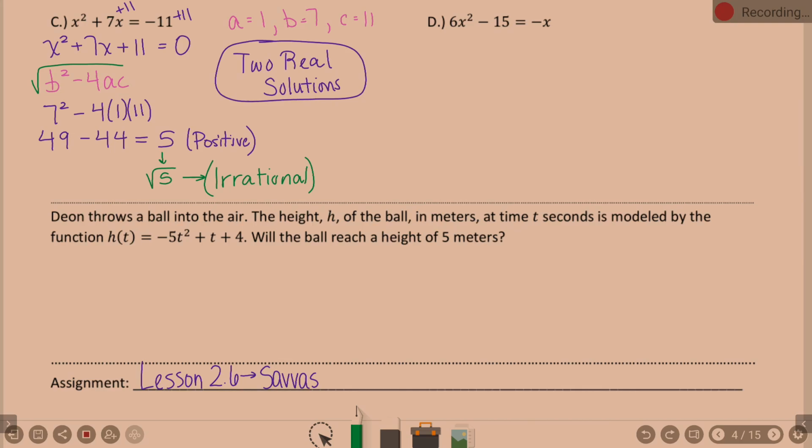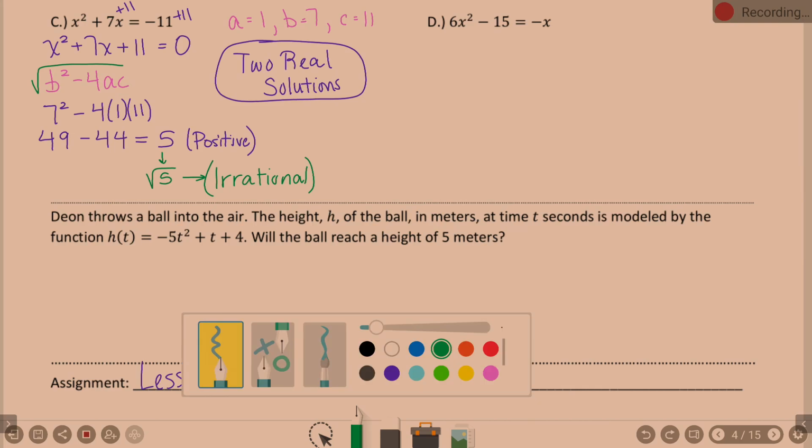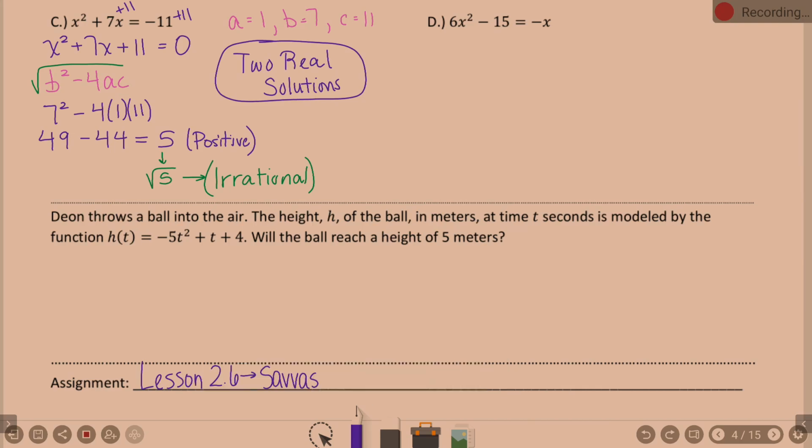Okay, one more. 6x squared minus 15 minus x. Before we can identify our a, b, and c, we're going to add the x. Now, what's the catch here when we add the x? It's got to go after the 6x squared. I guess you don't have to put it in order, but I'm always going to recommend you put it in order. x squared first, then the x term, which is a plus x, and then the minus 15.